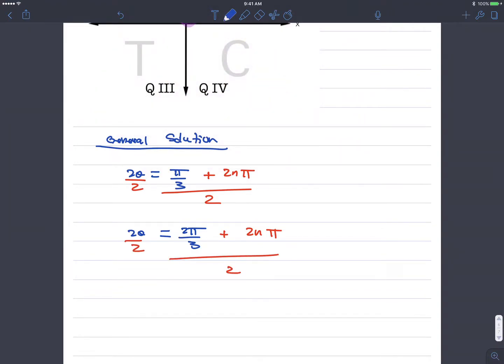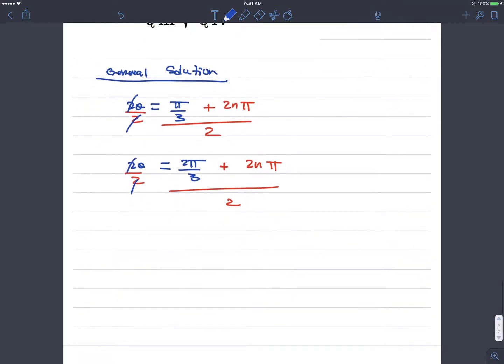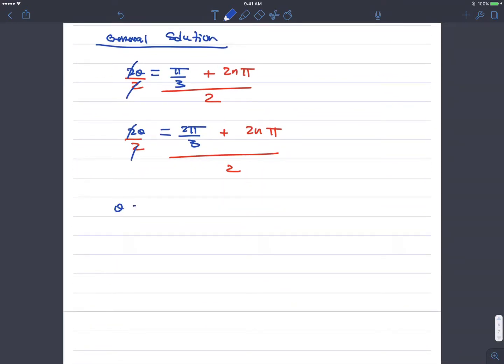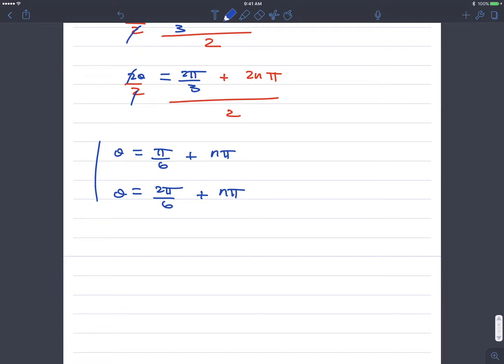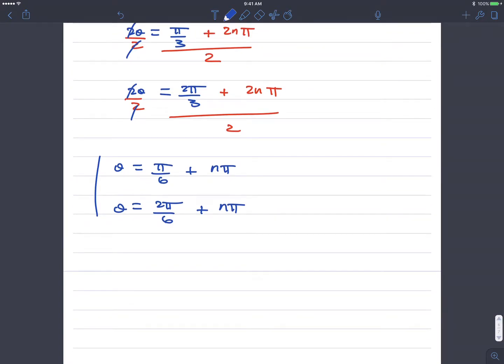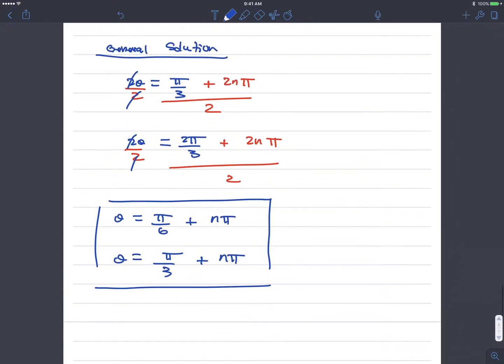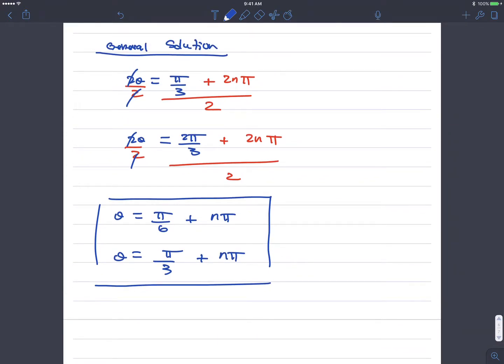So we're awake now. Get rid of the 2's. Let's see what happens for theta. Let's do the algebra. Theta becomes pi over what? 6. Good. Plus n pi. Theta becomes 2 pi over what? 6 plus n pi. Isn't that pi over 3? Yeah. So just be careful. Just simplify your fraction. Here's your general solution.